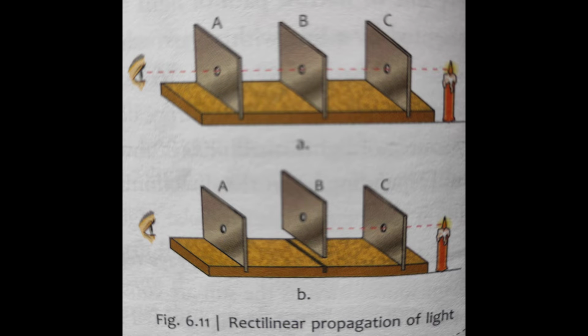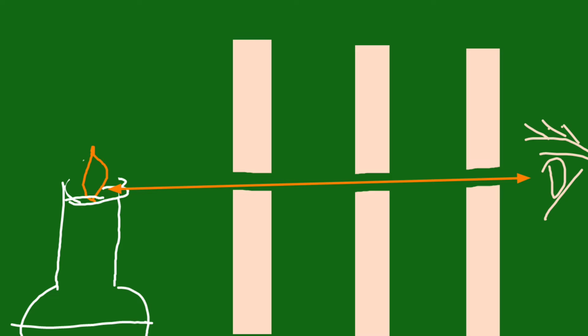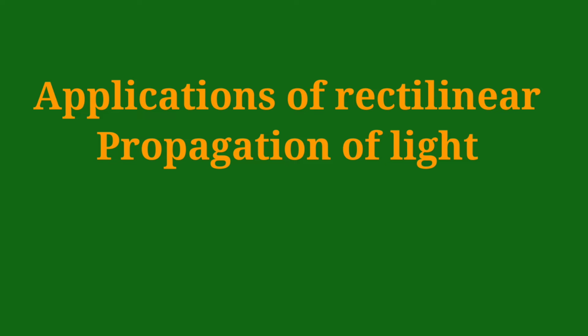Now look at the holes of the cardboard A. You can see the candle flame clearly through the hole. Now displace cardboard B. If you displace it and look through the hole in cardboard A, you won't be able to see the flame. This is what I have drawn to show you the experiment. That means if one cardboard is slightly displaced from the straight line, you won't be able to see the ray of light.